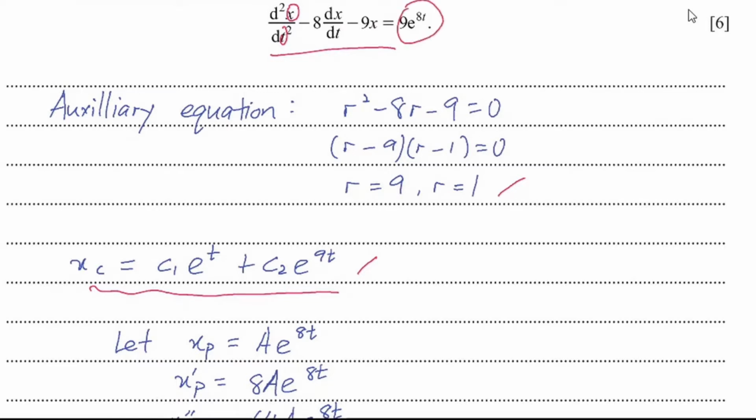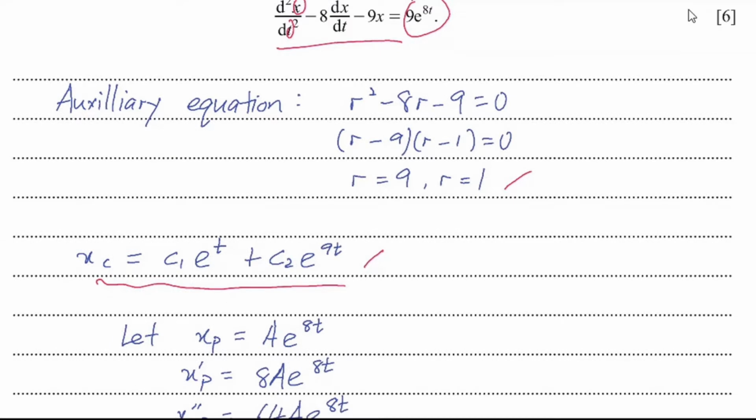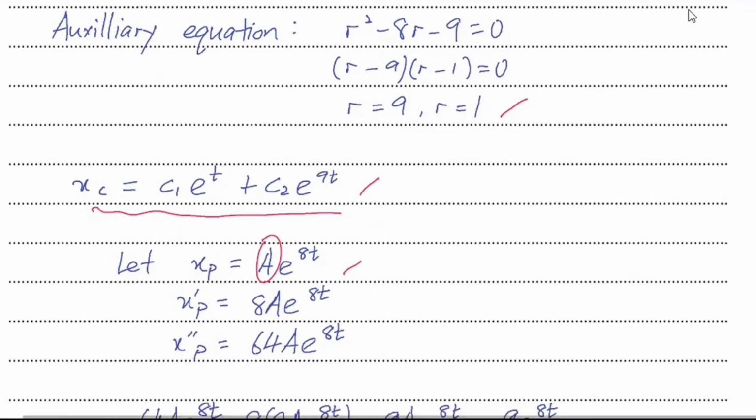So we need to look at the particular solution. What we have for the particular solution here is xp, and we make it to be a times e power at. Because we have this e power at term here, we just assign the coefficient to that. And after that, we will have x prime, so we differentiate it, and also x double prime, we differentiate it another time.